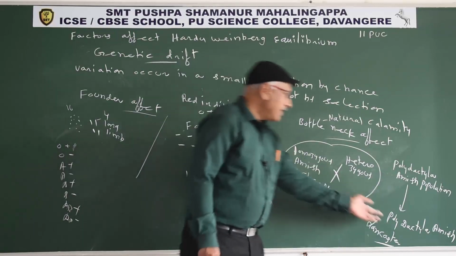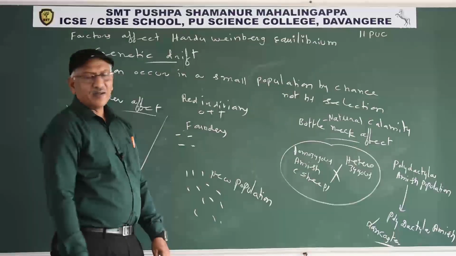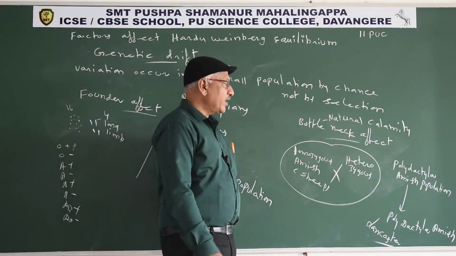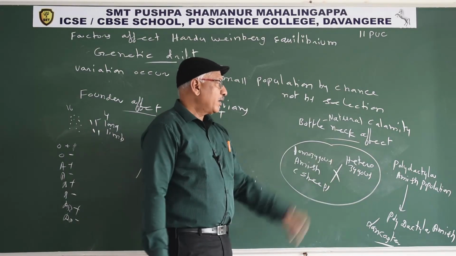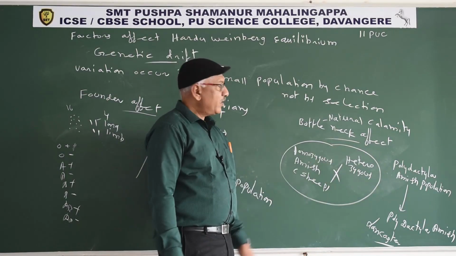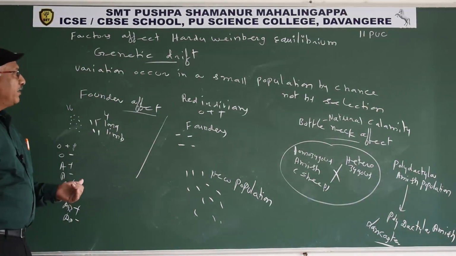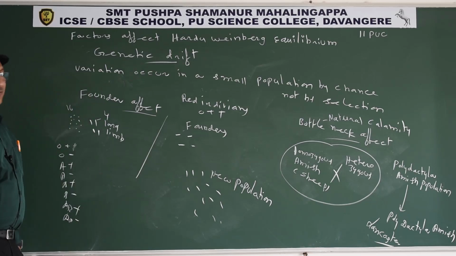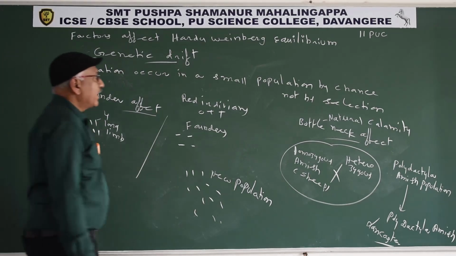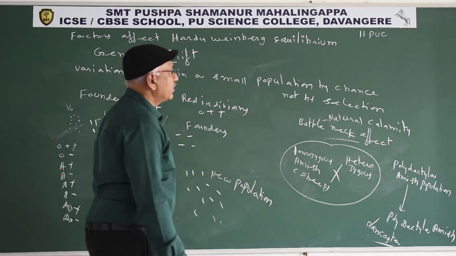So, variation occur in a small population by chance, not by selection. Nature never select the polydactyla Amish population, but here by chance, lucky survivors are polydactyla Amish population. So, founder effect and bottleneck effect, example for genetic drift. Variation occur in a small population by chance, not by selection.